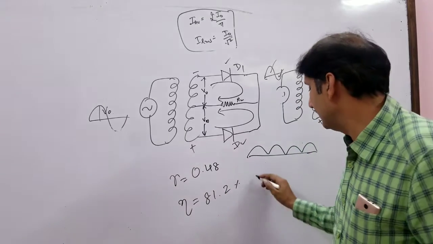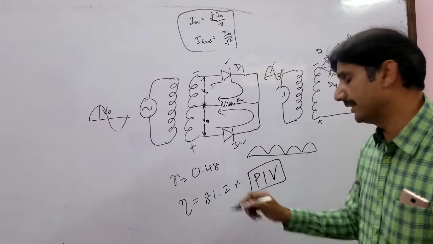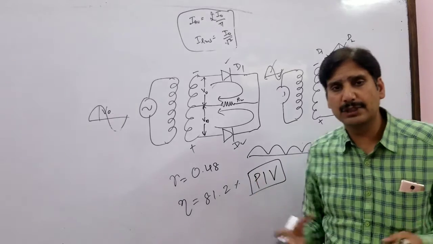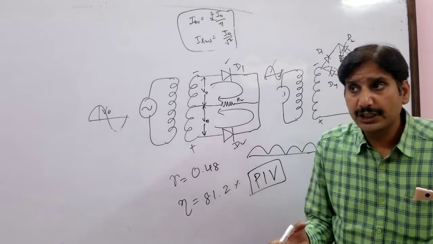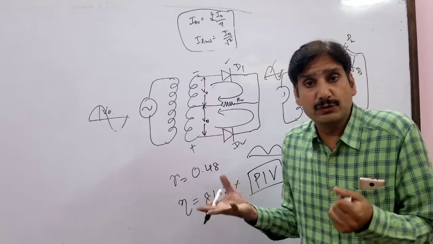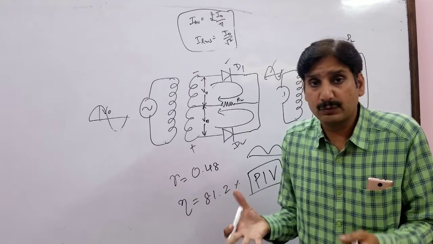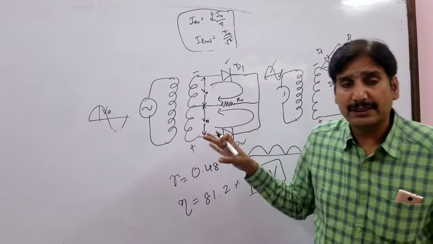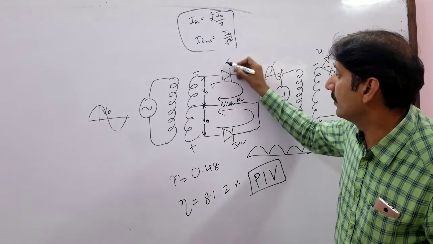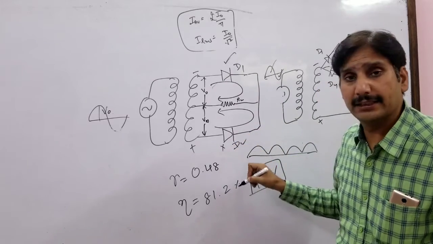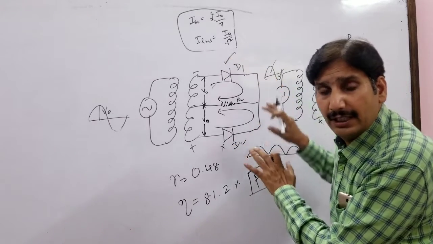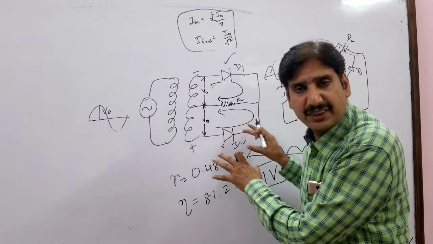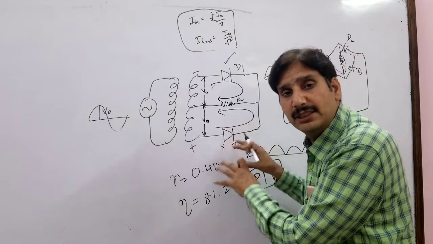That's called peak inverse voltage. That is what we call peak inverse voltage. What is that peak inverse voltage? It is that voltage which a diode in a rectifier has to withstand when it is in non-conducting state. That means, let's say in center tap type rectifier, when this diode is conducting and this diode is not conducting. This diode is conducting, okay, forget about it. But how much reverse voltage is this diode withstanding? That is the peak inverse voltage.